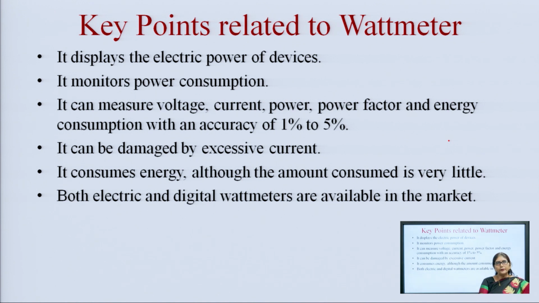So, key points related to the wattmeter. A wattmeter displays the electric power of a device. With this wattmeter we can monitor the power consumption, and we can also measure the voltage, current, power, power factor and energy consumption with an accuracy of 1 to 5%. A wattmeter is damaged if we use excessive current. So, the current rating is shown on the wattmeter. If the current is more than that rating, then it will damage the wattmeter.